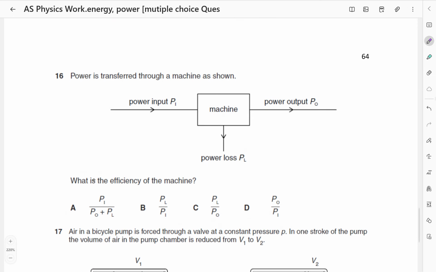Power is transferred through a machine as shown. What is the efficiency of the machine? So we see the output power, we see the input power. Efficiency is the ratio of the output over the input, power output over power input. So the answer is automatically D.